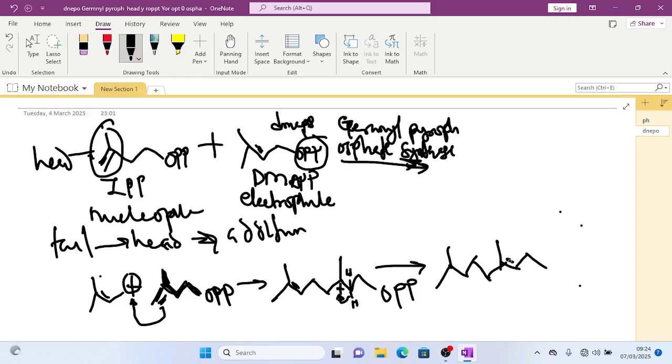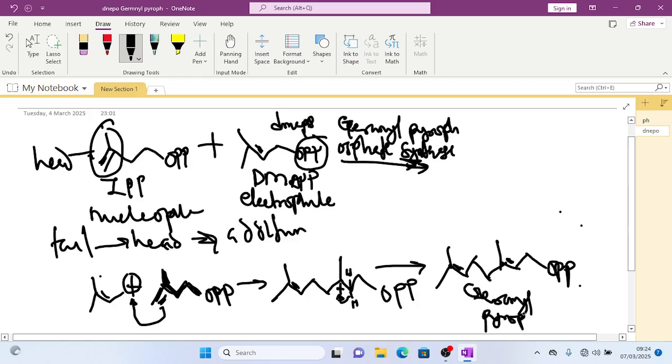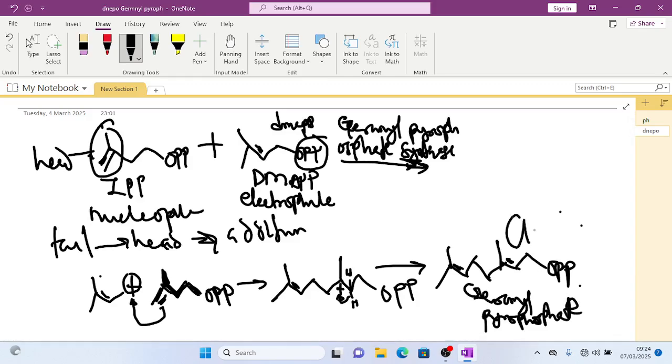So the negative charge here, with a bond here and another bond here. So this product is our geranyl pyrophosphate. And geranyl pyrophosphate has 10 carbons because it's coming from 2 5-carbon compounds. Alright, so now we formed the 10-carbon geranyl pyrophosphate.